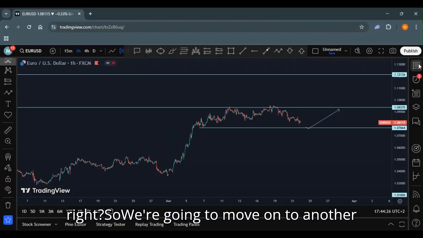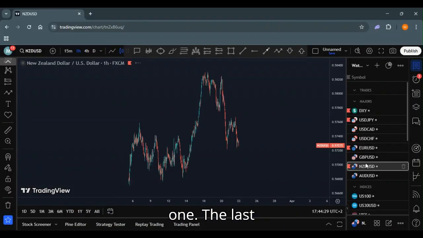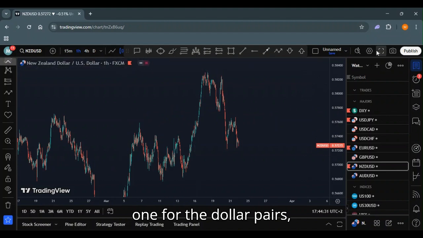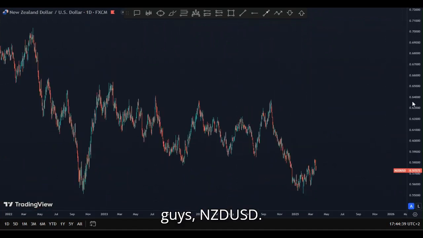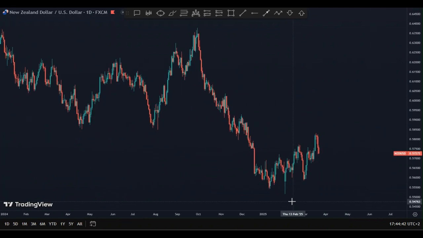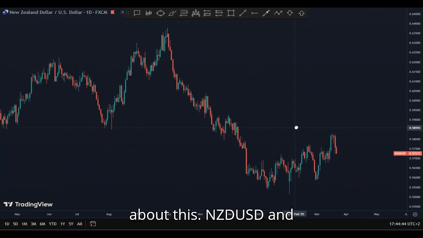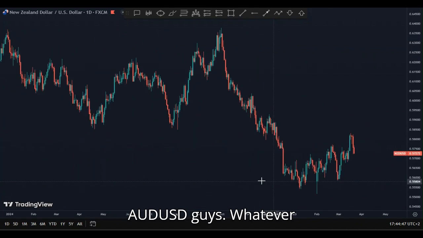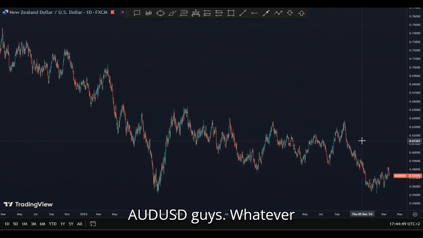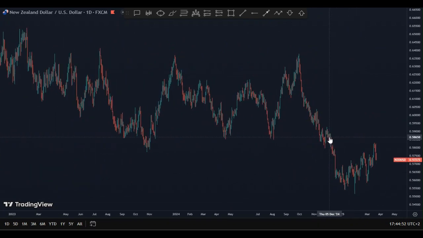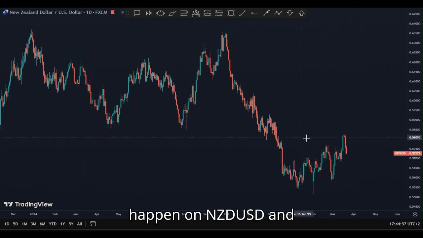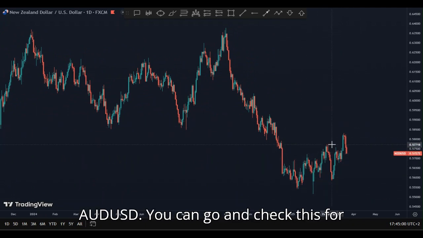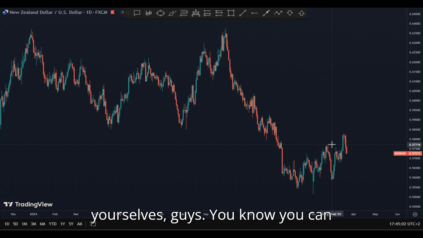We're gonna move on to another one, the last one for the dollar pairs, which is NZD USD. There's something that I've realized about this NZD USD and AUD USD. Whatever movement the other dollar pairs are gonna make, those movements first happen on NZD USD and AUD USD. You can go and check this for yourselves.